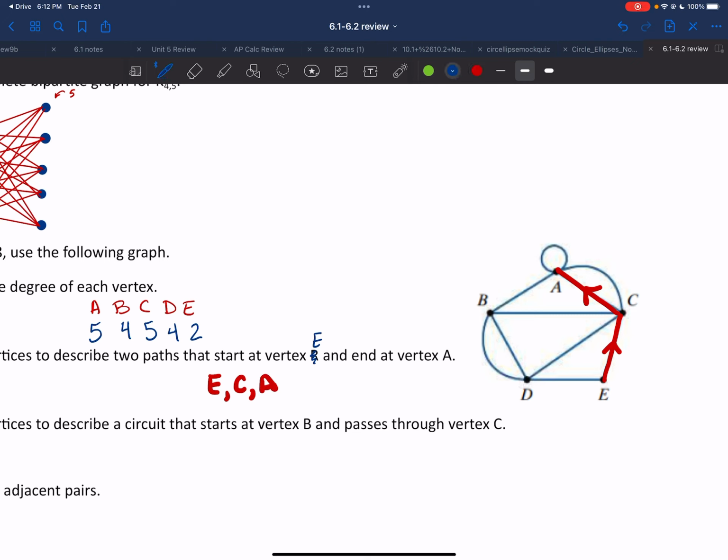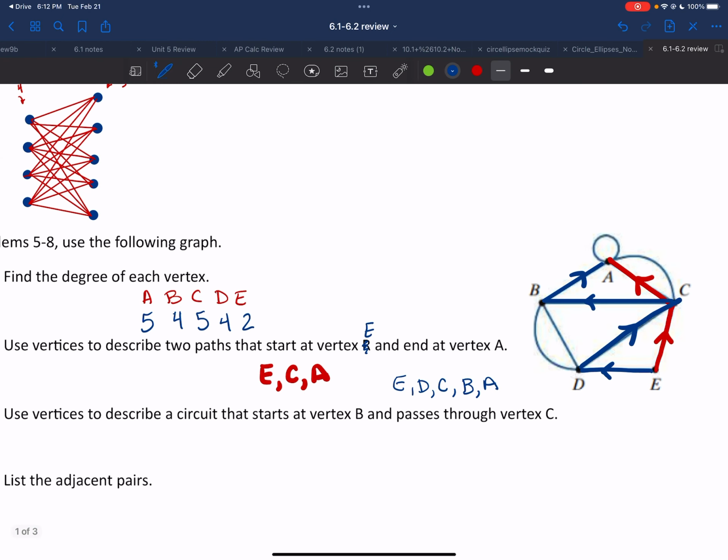Another route might be E to D to C to B to A. Okay, it's a little bit more roundabout, but I could do it. So that was E, D, C, B, A. So there's lots of different ways that you can create a path. Now remember, we're not talking about Euler's path. We're just talking about a regular path.